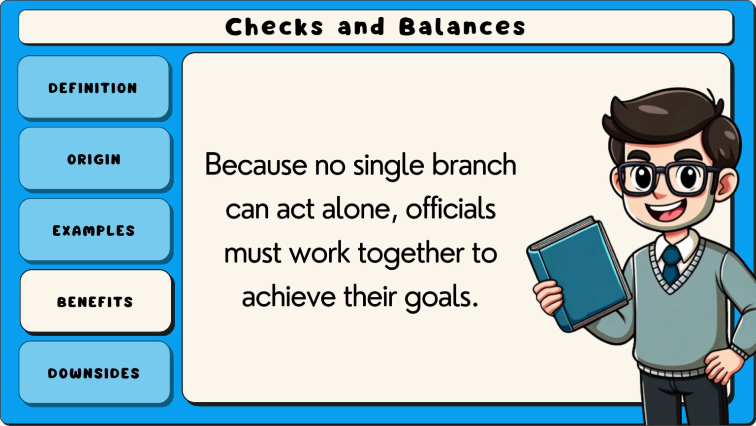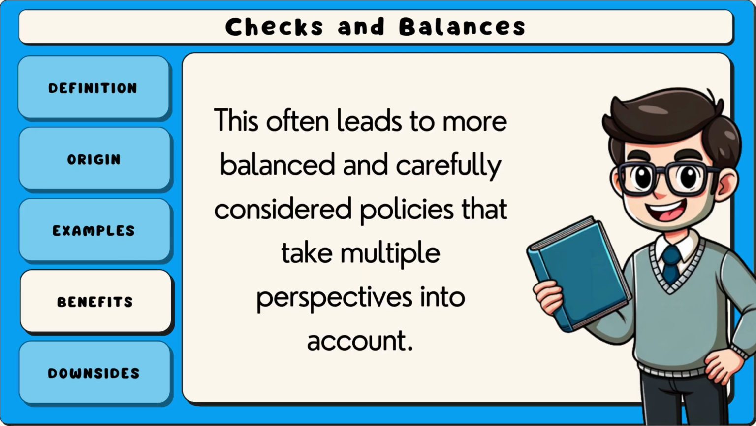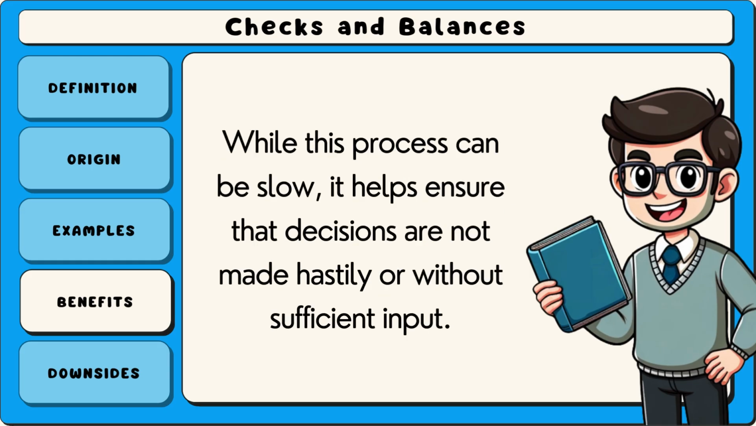Finally, checks and balances encourage compromise and cooperation. Because no single branch can act alone, officials must work together to achieve their goals. This often leads to more balanced and carefully considered policies that take multiple perspectives into account. While this process can be slow, it helps ensure that decisions are not made hastily or without sufficient input.